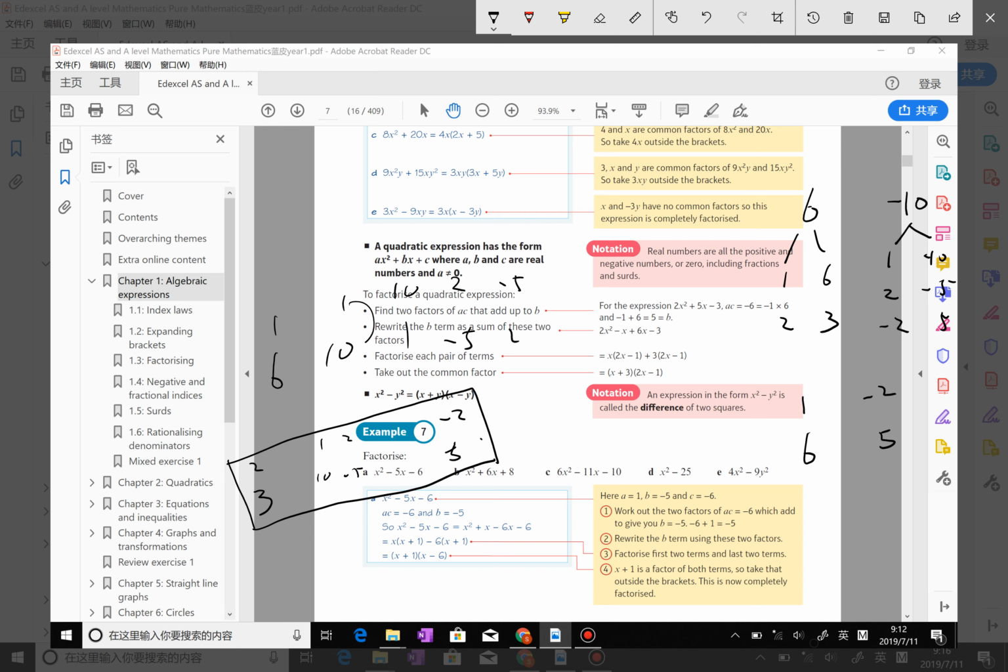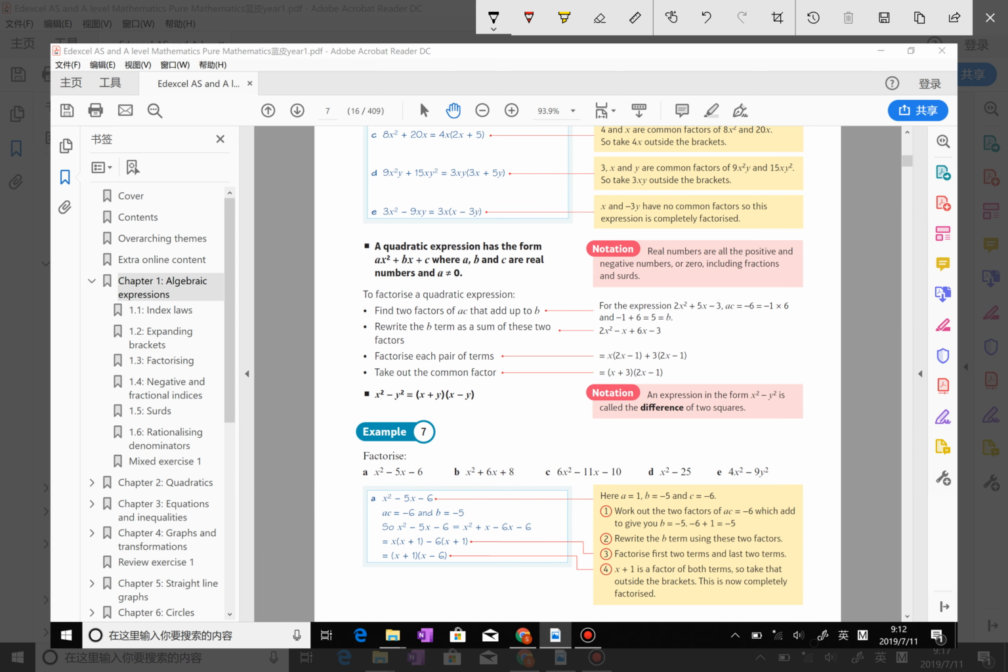Okay, so 1 times 5 plus 6 times negative 2, you find out it equals negative 11. So we should write the factor x minus 2, 6x plus 5. You have the final answer. So we finish the factorizing. And let's look at D.